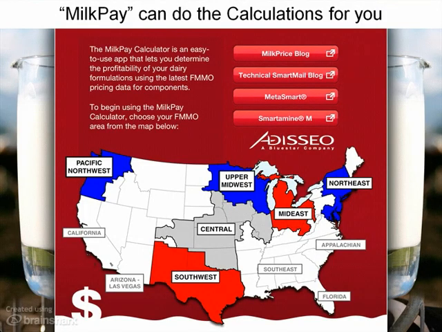Calculating fat-corrected milk, energy-corrected milk, and revenue-corrected milk can be very time-consuming. The website milkpay.com and the MilkPay apps can significantly simplify this. Simply let the application do the calculations for you.